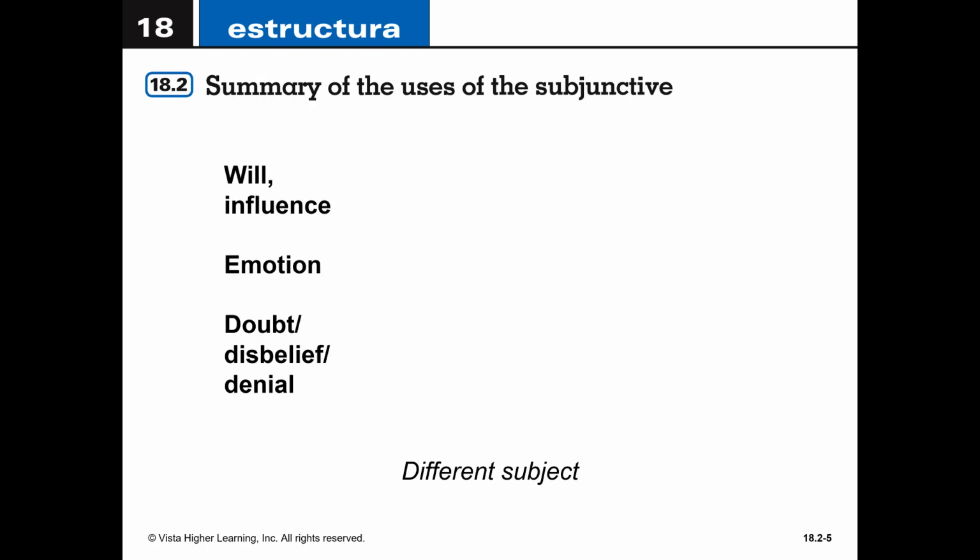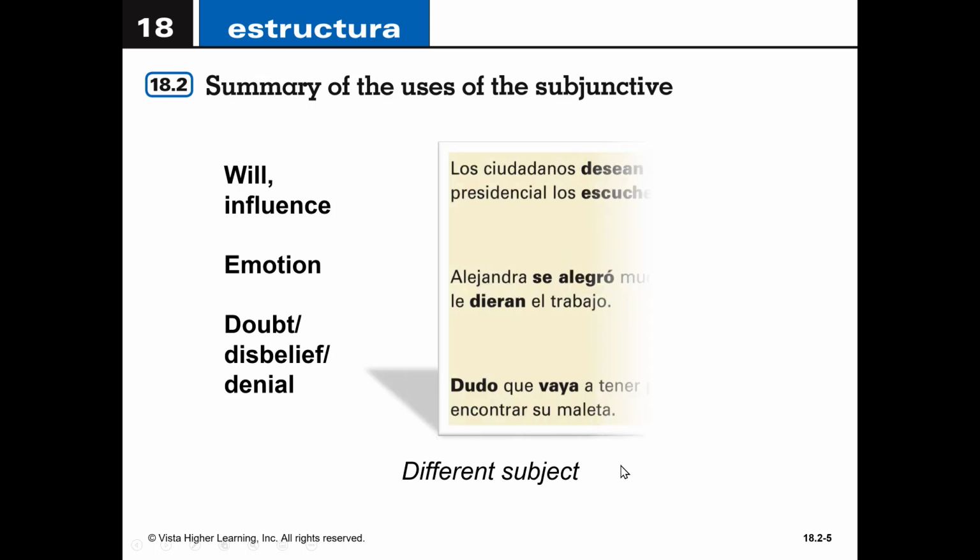And that brings me to the second point of when to use the subjunctive. If you have a sentence with two clauses and both of them have a different subject and they're trying to express one of these situations, will, influence, emotion, doubt, disbelief, or denial, then you do need the subjunctive. Okay, so you need those two conditions.